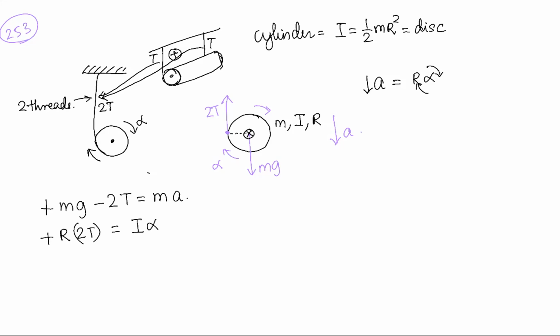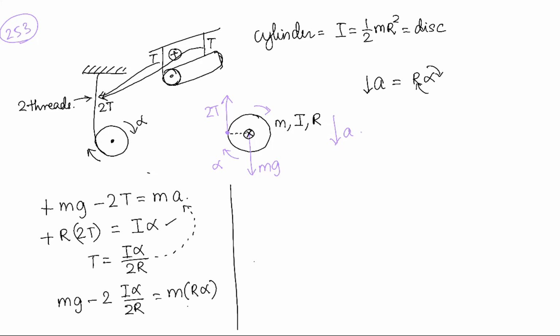What do I want to find out? I want to find out t, and I also want to find out alpha. So what we'll do is we'll actually find out alpha and then we'll find out t using this equation. So you take the value of t from here. T is equal to I into alpha divided by 2r, and you put this value in the first equation. So you will get mg minus 2 into I alpha divided by 2r is equal to m into a. So instead of a, you will put r into alpha. You're used to doing this. So now solve. So you'll get mg is equal to I alpha divided by r plus mr into alpha.